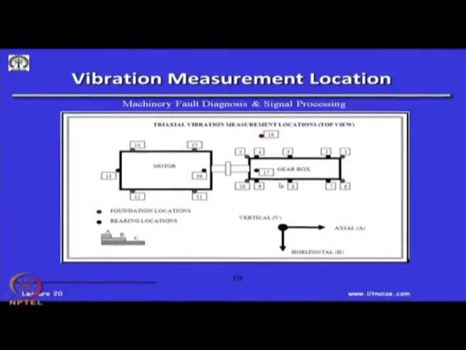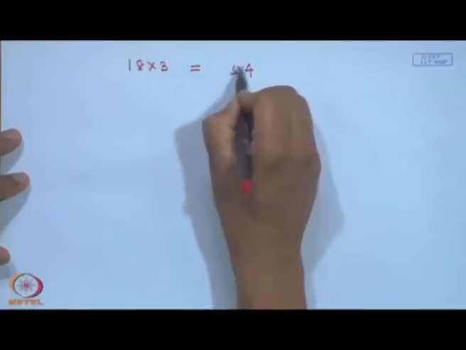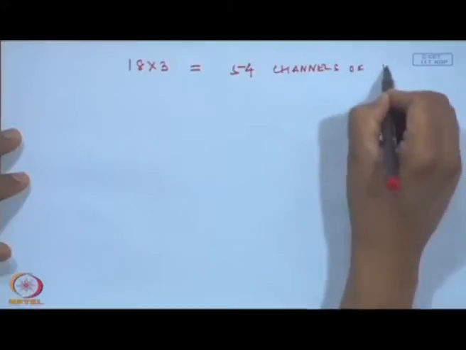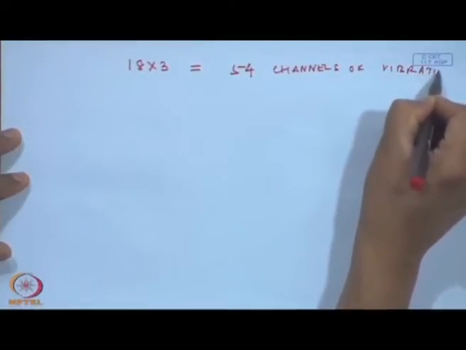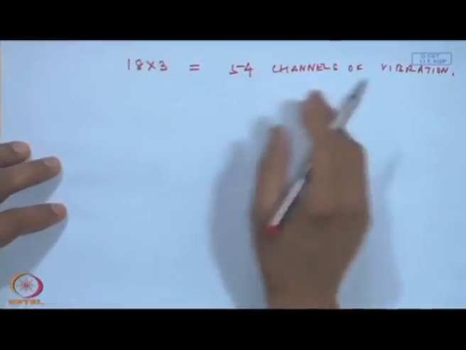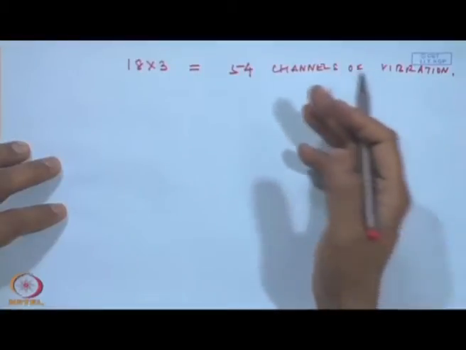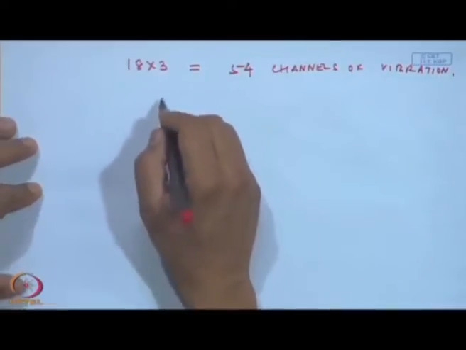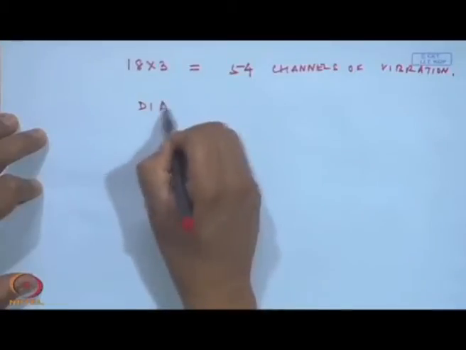So for vibration monitoring, if there are 18 locations and at every location I have 3 directions, 18 into 3 gives 54 channels of vibrations recorded. If I were to measure simultaneously, I need a system which will take in all these recordings together, because that helps from a diagnosis point of view.